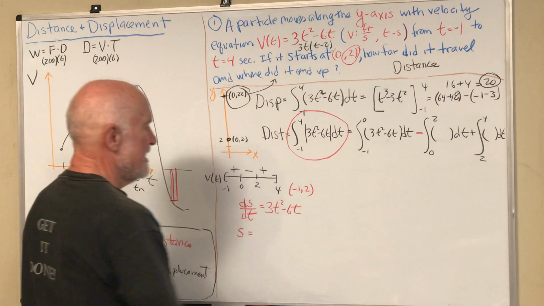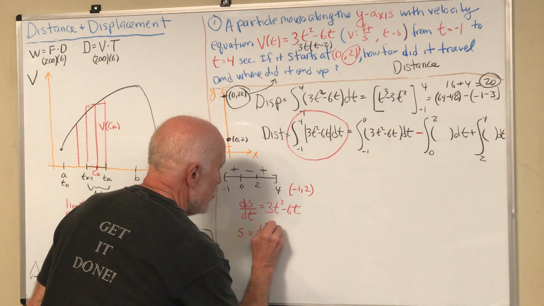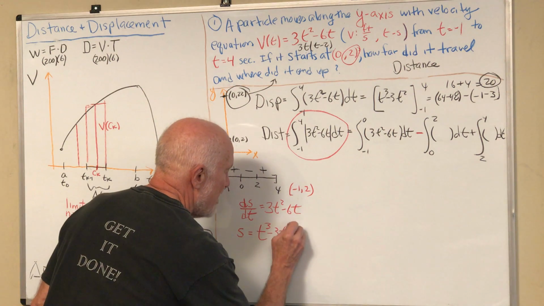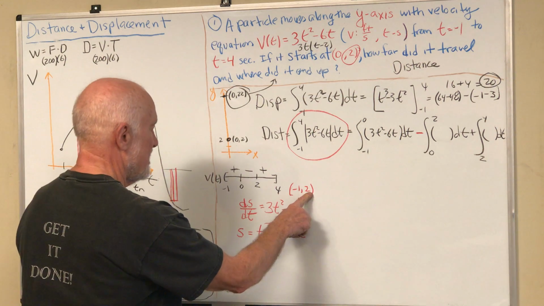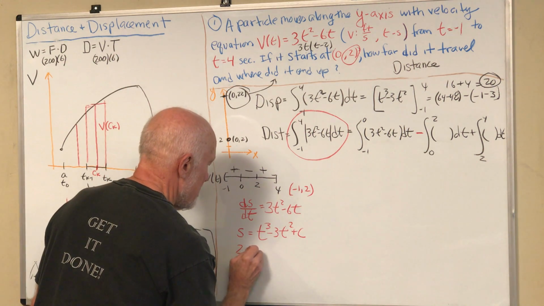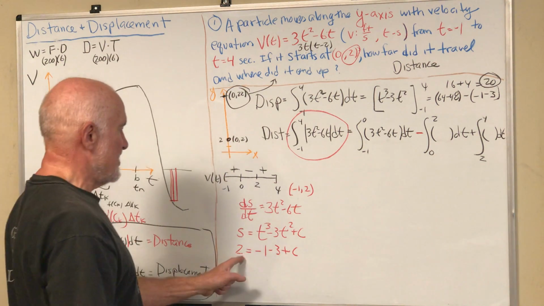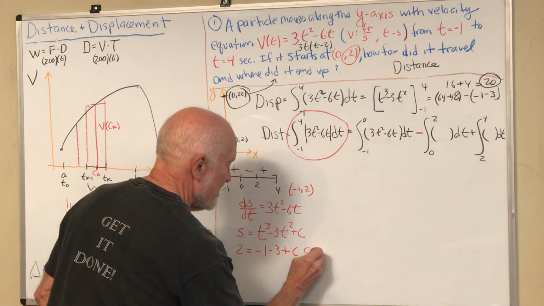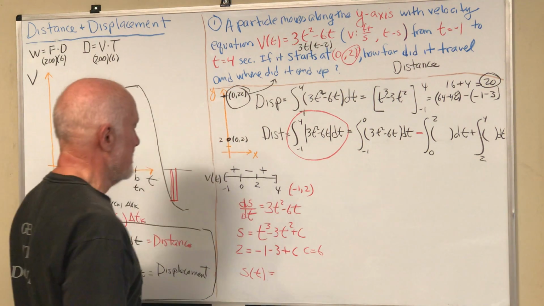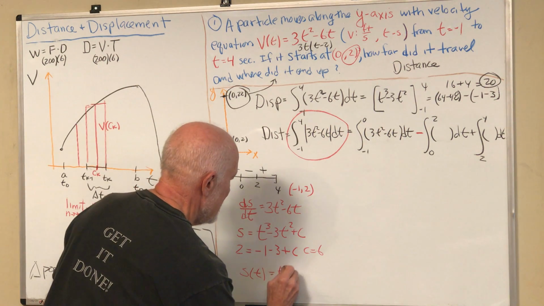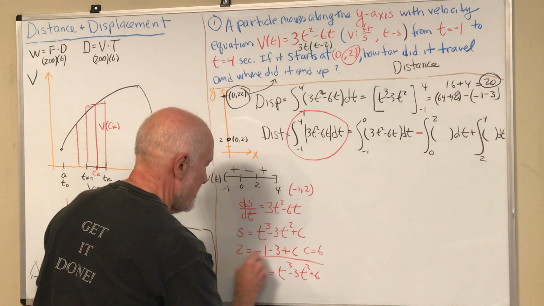So I take not the definite integral, I take the indefinite integral, and get t cubed minus 3t squared plus c. And now I plug in, my position is 2, -1 minus 3 plus c. C turns out to be 6. And now I've got an equation: t cubed minus 3t squared plus 6.